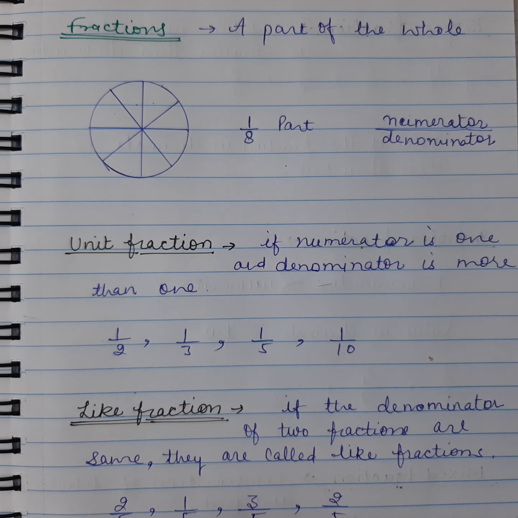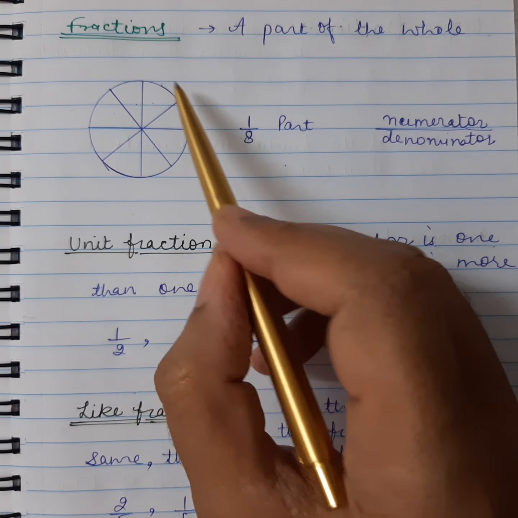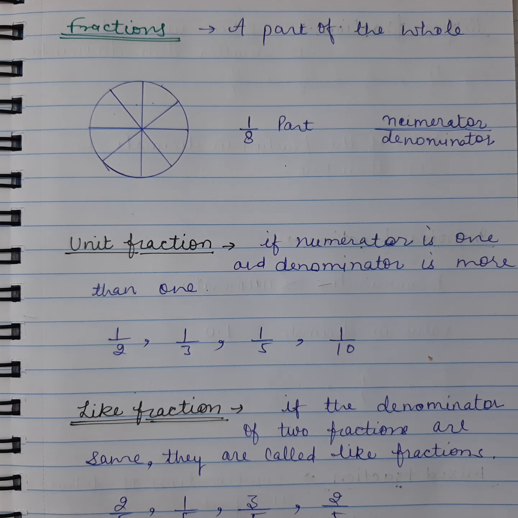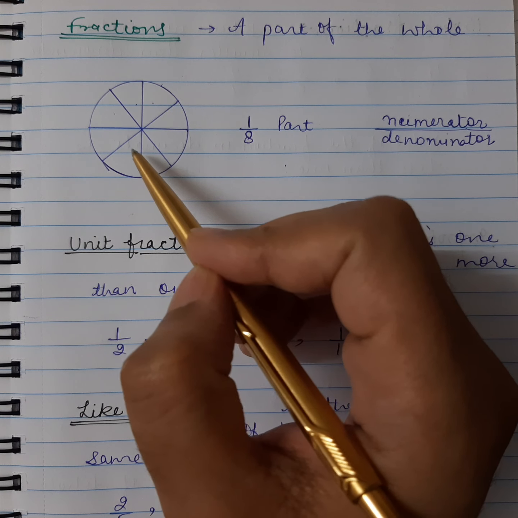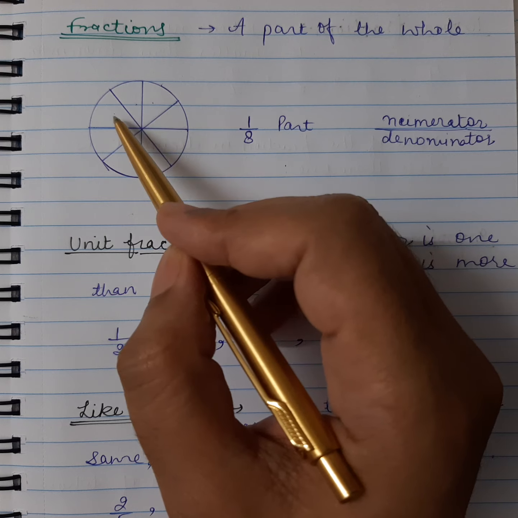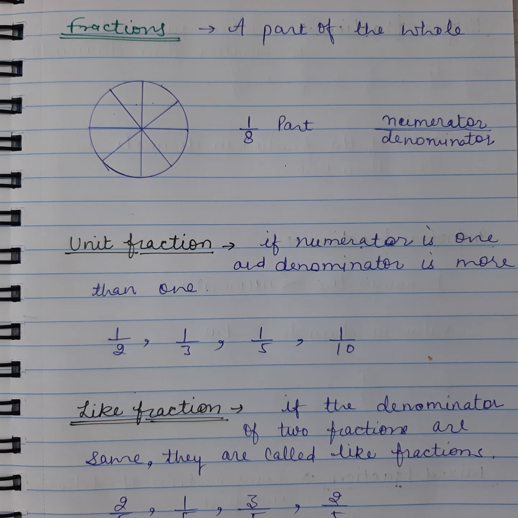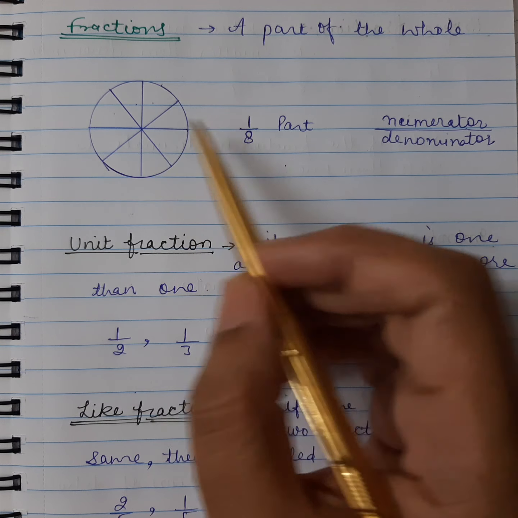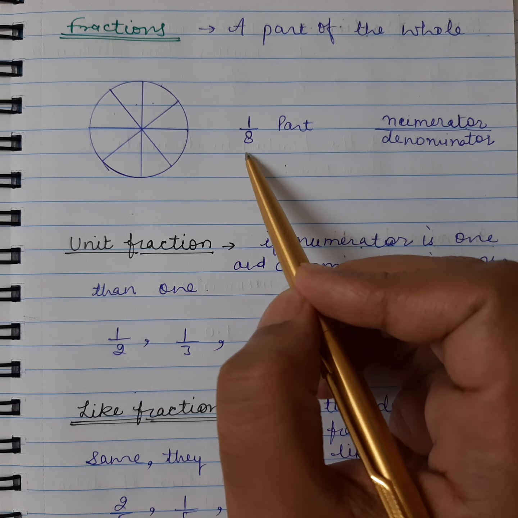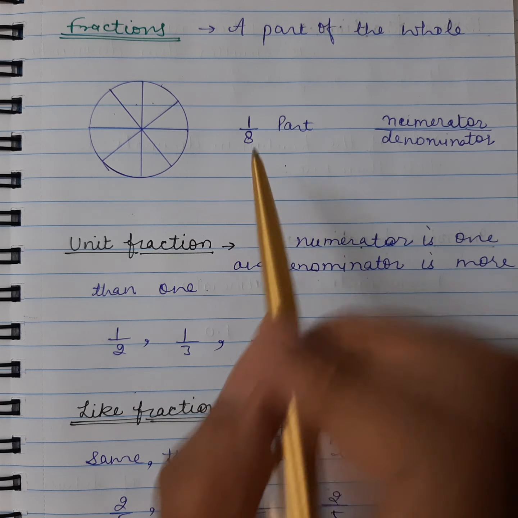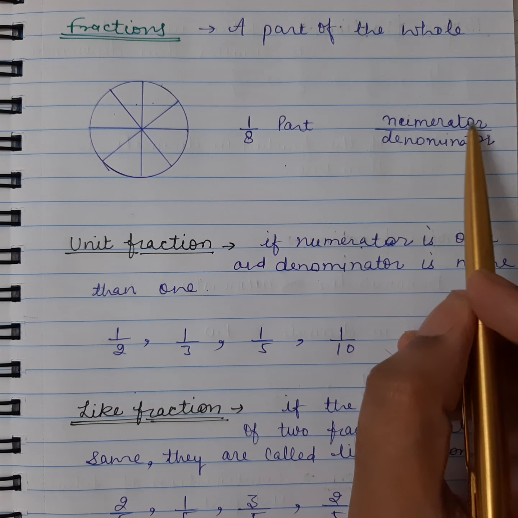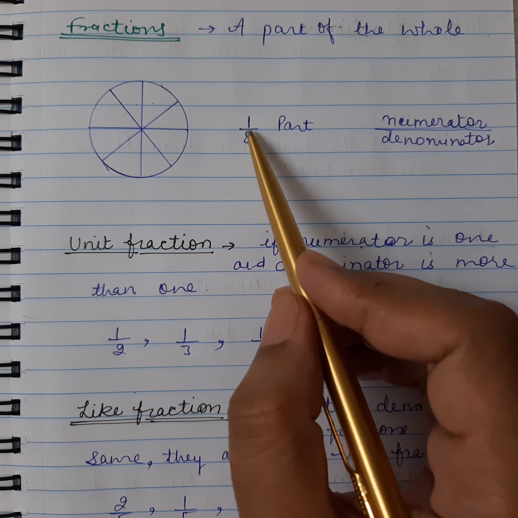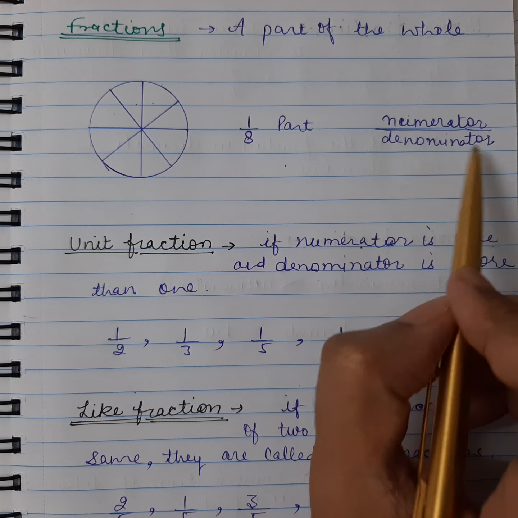Hi, let's learn fractions. A fraction is a part of the whole. For example, this is a cake, and if I divide this cake into 8 equal parts, so that each part is similar to the other parts in size and weight, then one part is equal to 1/8, or 1 by 8, of the whole. The 1, which is the number above, is called the numerator, and the 8, which is the number below the line, is called the denominator.